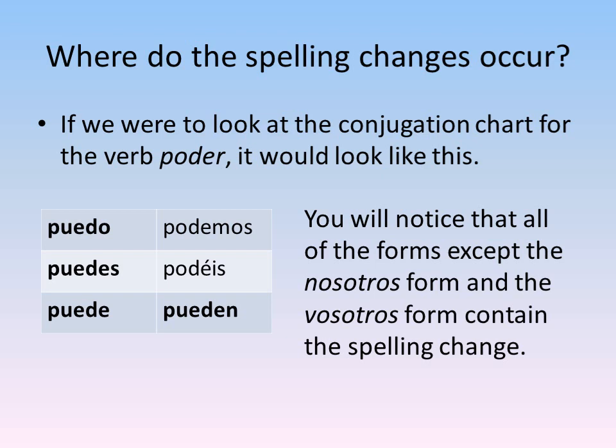Now, where do the spelling changes occur? If we were to look at the conjugation chart for the verb poder, it would look like this. Puedo, puedes, puede, podemos, podéis, pueden. You will notice that all of the forms except the nosotros form and the vosotros form contain the spelling change.